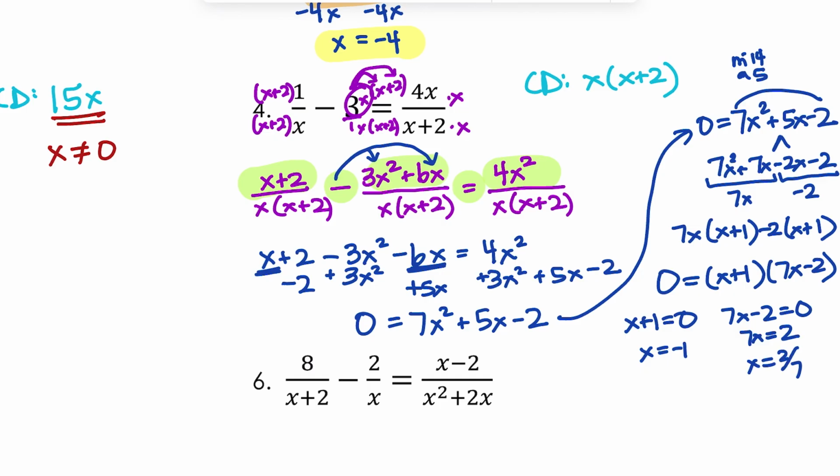And both of these work because if I check up here, my domain restrictions, x can't be 0 and x can't be negative 2. So if I come back to the common denominator, what will make that 0? That's x equals 0 and x equals negative 2. So both of our solutions work here on number 4.